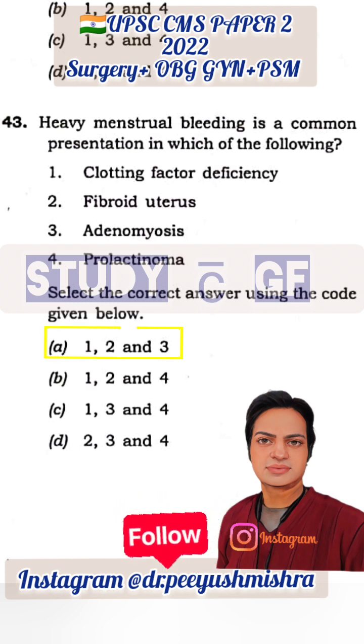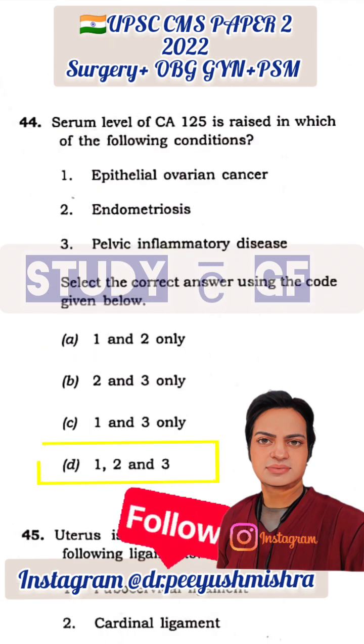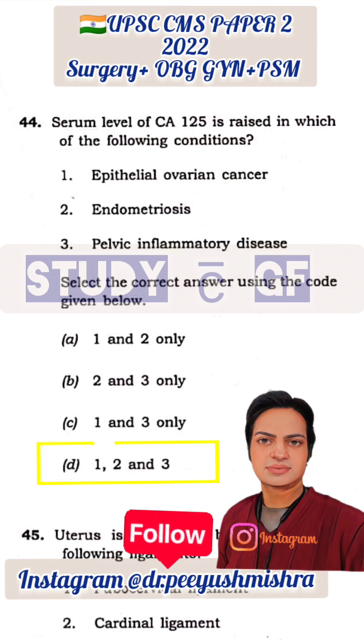Heavy menstrual bleeding is a common presentation in which of the following? Clotting factor deficiency, fibroid uterus, adenomyosis. Serum level of Ca-125 is raised in which of the following conditions? Epithelial ovarian cancer, endometriosis, pelvic inflammatory disease.